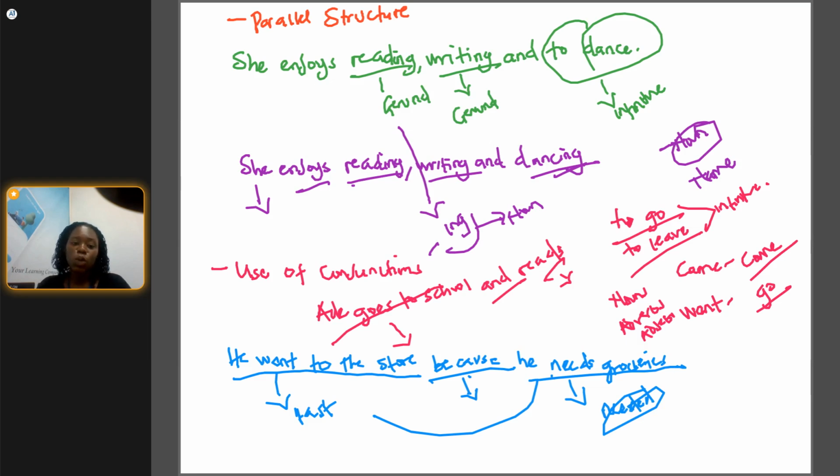And lastly, we looked at the use of conjunctions, where we have a conjunction linking two ideas. Those two ideas must go hand in hand. All right, there must be a smooth consistency also with those ideas.